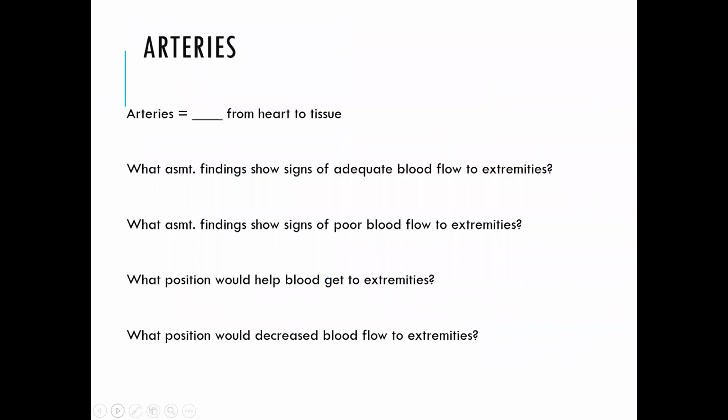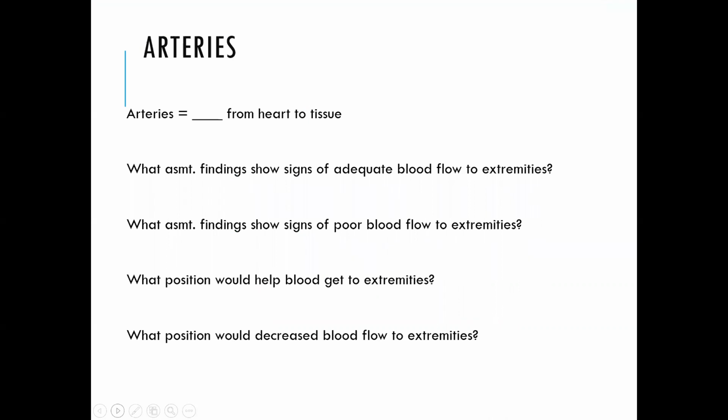So we need to go back to review some basics from anatomy. I know this is very simplified, so please do not take offense to it. I just really want you to be able to understand this, and then it'll make sense when we talk about the disease processes. Arteries carry blood away from the heart to tissue. So arteries carry blood away from the heart, AA.